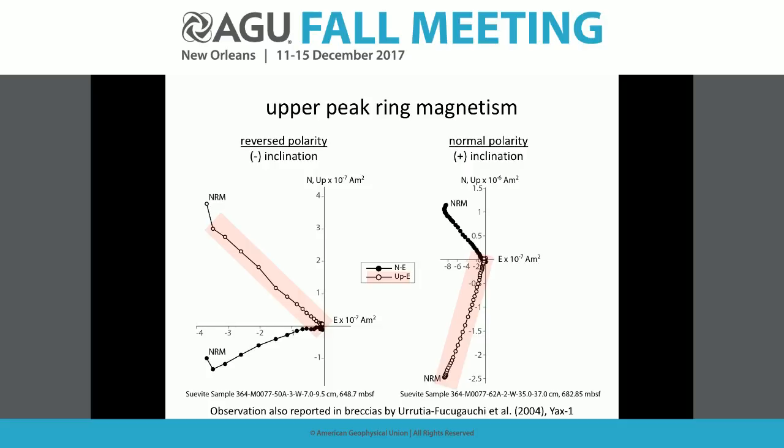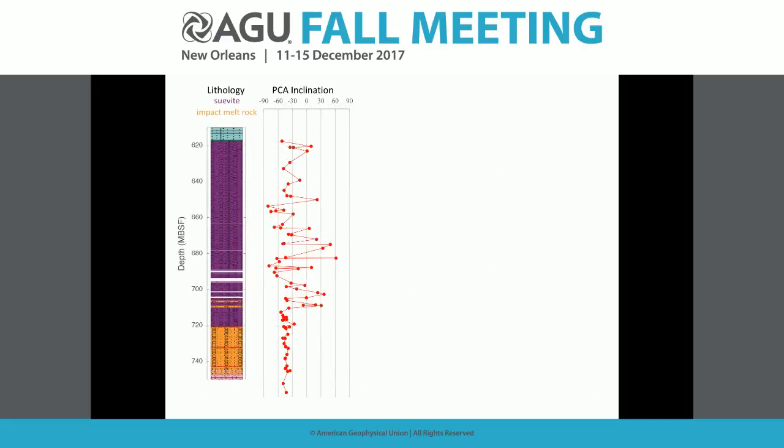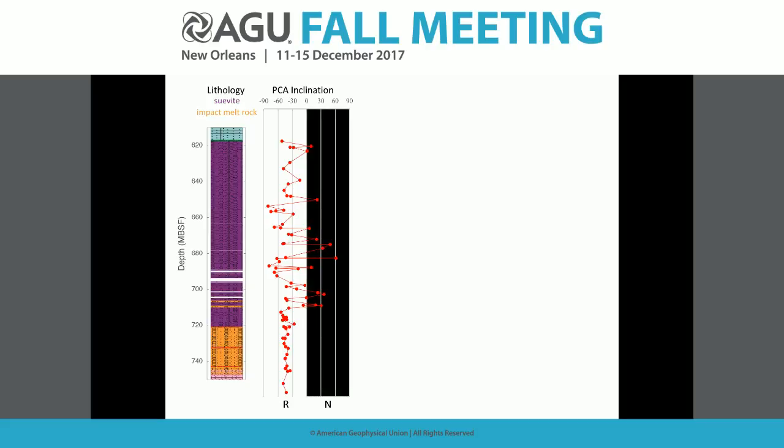Jaime saw this back even in 2004 in Yax 1. So if we look at the entire upper peak ring, most of the rocks have this reverse polarity magnetization, which has the expected field direction at the time of the impact, but we have a lot of samples that have normal polarity. And it turns out that these normal polarity samples, if you look at the depths, have the same depths that David Kring's group identified secondary titanomagnetite in these rocks. So that's cool. This all makes sense now.